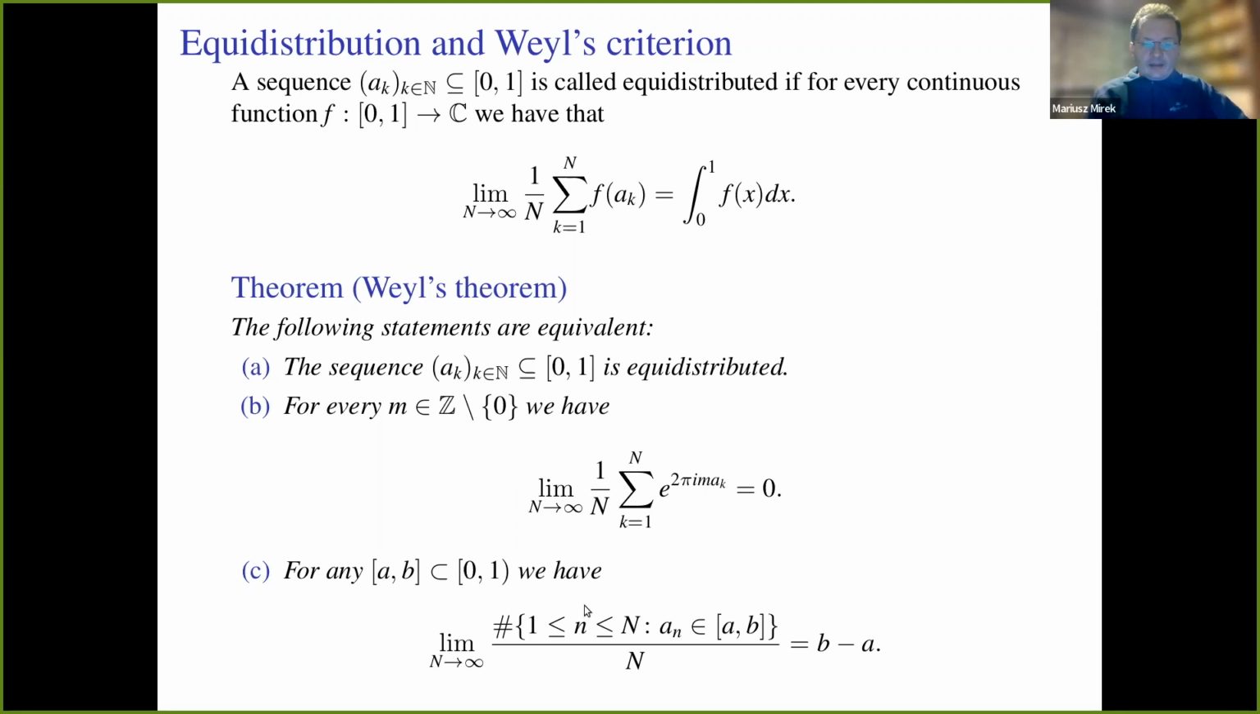And the third condition, presumably the one that is usually used in many textbooks as a definition of equidistribution, is this one. It says that the number of visits of the sequence a_n in a subinterval of the unit interval is proportional asymptotically to the length of the interval. So that's the Weyl criterion.